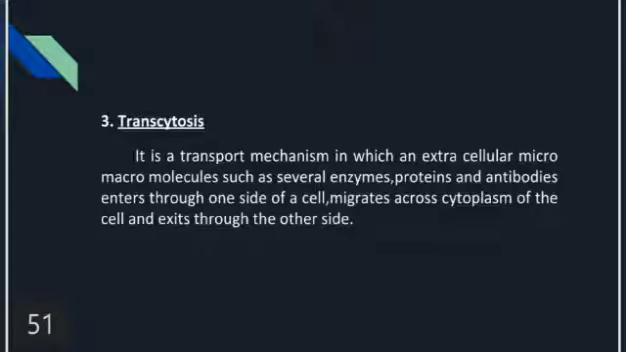Third, transcytosis. It is a transport mechanism in which extracellular macromolecules such as several enzymes, proteins and antibodies enter through one side of a cell, migrate across the cytoplasm of the cell and exit through the other side.